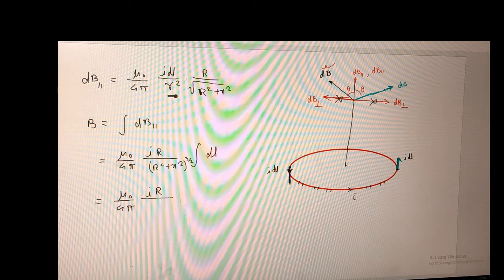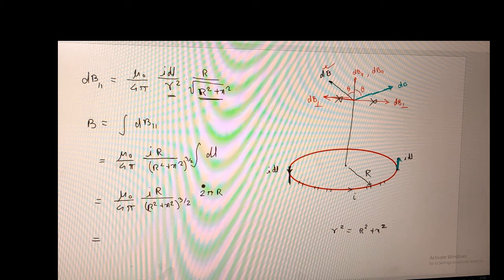Look here, R square, and this is R, so R to the power 3 by 2. Hope you are getting it right. R square will be R square plus X square, and already the root is there, so that will give you the power 3 by 2, the 1.5 power. So R square plus X square whole raised to the power 3 by 2. And dl, just now I told you that if you integrate it throughout the loop, you will get the circumference, which is nothing but 2 pi capital R, because this radius is capital R.